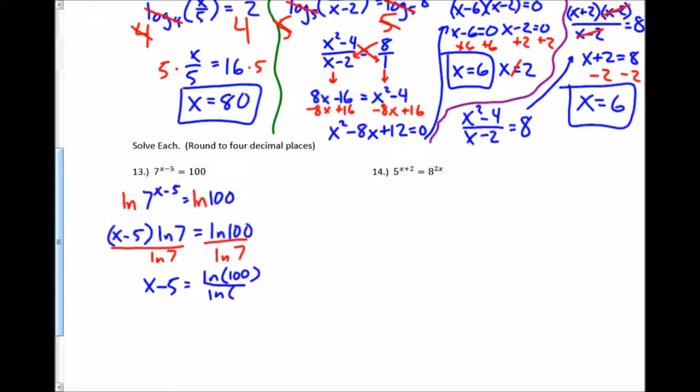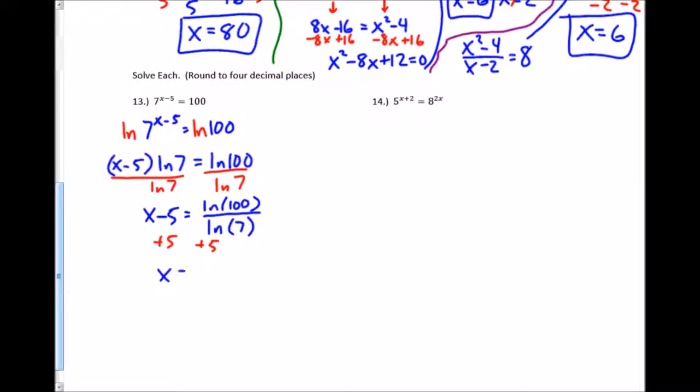And notice I hold off on plugging this into my calculator until I get to the very end because I don't want any round off error. Not that I'll have any in this particular problem, but I want to avoid that as much as possible. So now this is just a job for my calculator. I'm going to be plugging in the natural log of 100 divided by the natural log of 7 and then adding 5 to that. Okay, so I'm going to plug that in. And when I do that, I find out that x equals 7.3666, to 4 decimal places.